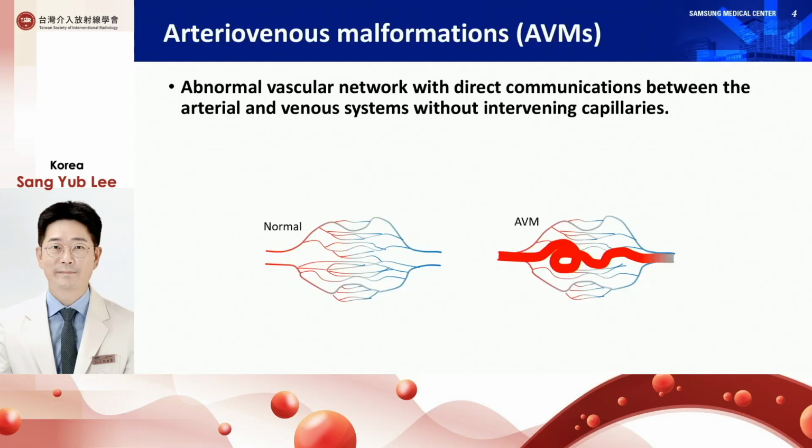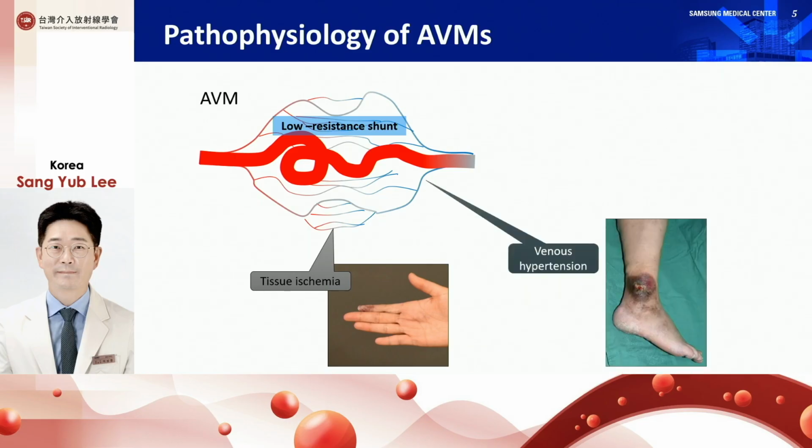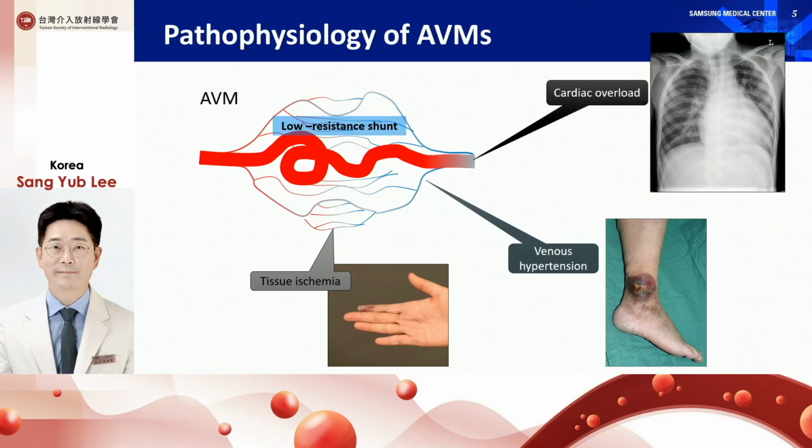Dr. Luan already mentioned that arteriovenous malformation can be defined as a direct communication between artery and vein without any intervening capillary system. In this case of the low resistance shunt, normal tissue ischemia and high venous pressure can cause venous hypertension related complications, and eventually the increased blood volume in the system can cause cardiac overload.